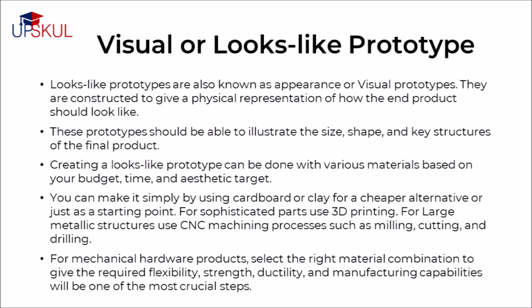For mechanical hardware products, material selection plays a huge role in the prototyping process. Selecting the right material combination to give the required flexibility, strength, ductility, and manufacturing capabilities will be one of the most crucial steps. It is alright if you don't get it right the first time. It's normal for prototyping to take several iterations for a satisfactory outcome.